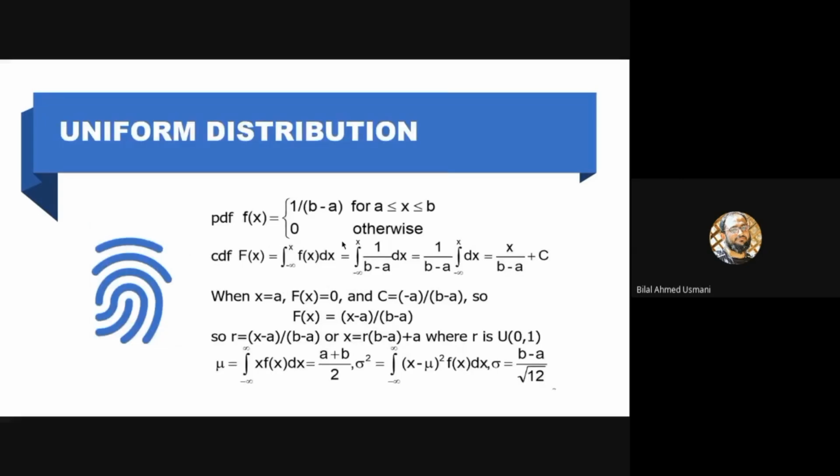Now the next topic is uniform distribution. What is the PDF? What is the CDF? And what is the mean? This is the mean of uniform distribution, (a plus b) upon 2. What is the standard deviation? The standard deviation is (b minus a) upon the square root of 12.